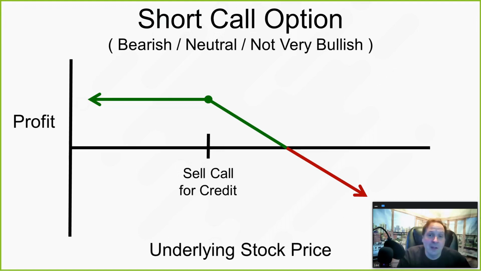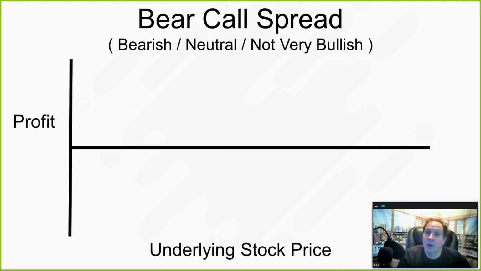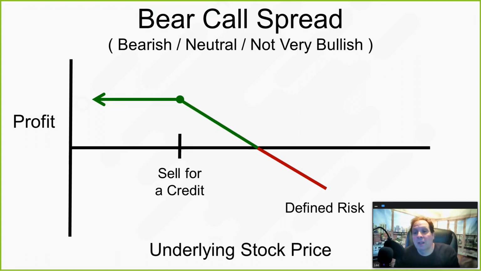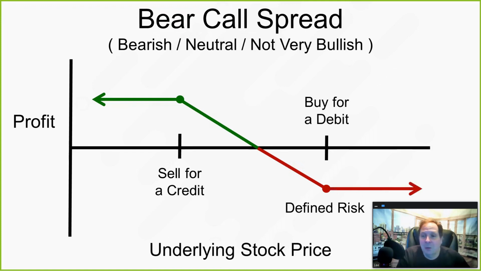Or the other way that you can hedge this is to do a thing that's called a bear call spread. Now this is a bearish position or neutral, or at least not very bullish. In any case, you have defined risk. Instead of unlimited downside potential, you've defined your risk. So what happens is you sell a call for a credit, and if the stock price goes down, then you get to keep the money. But if the stock price goes up, you lose money up until your defined risk point, and you cover your risk by buying a call option for a debit. So if the stock continues to go up past that point, you actually can't lose any more money than that.